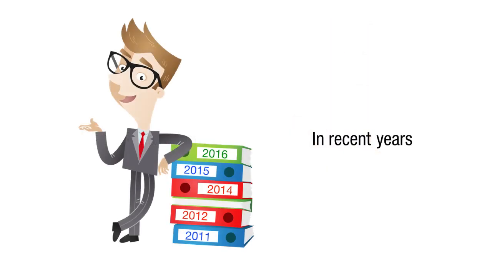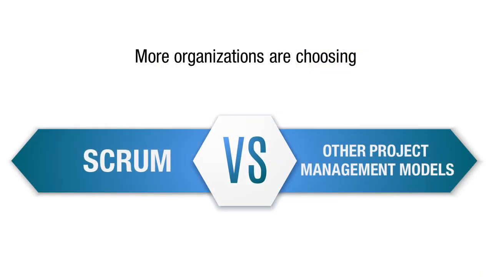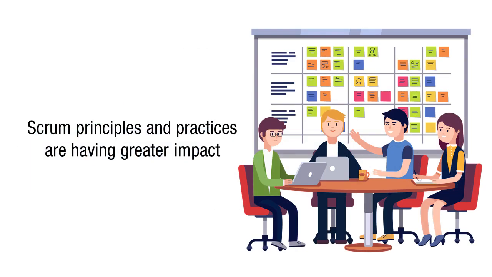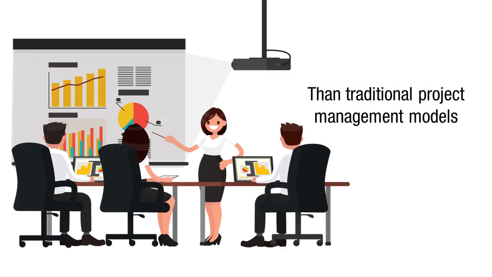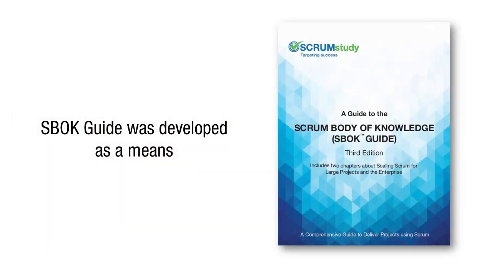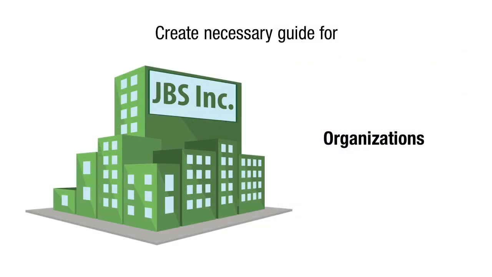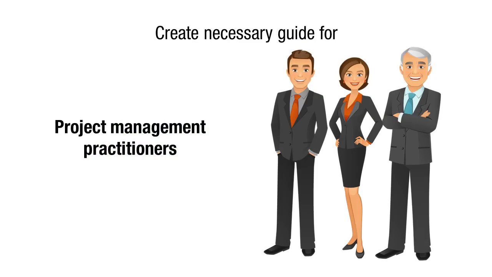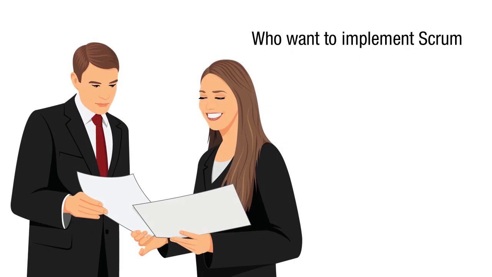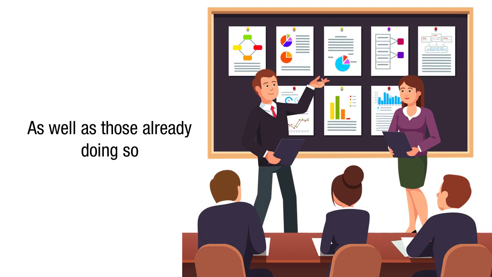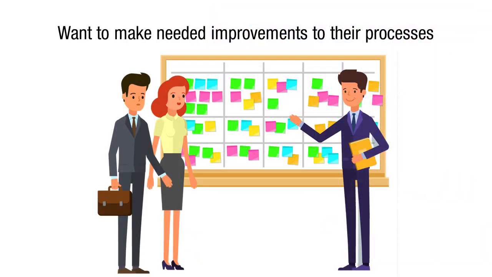Well, in recent years, it has become evident that more and more organizations are choosing Scrum over traditional project management models. This suggests that Scrum principles and practices are having a greater impact than traditional project management models on project success. SBOK Guide was developed as a means to create a necessary guide for organizations and project management practitioners who want to implement Scrum, as well as those already doing so who want to make needed improvements to their processes.